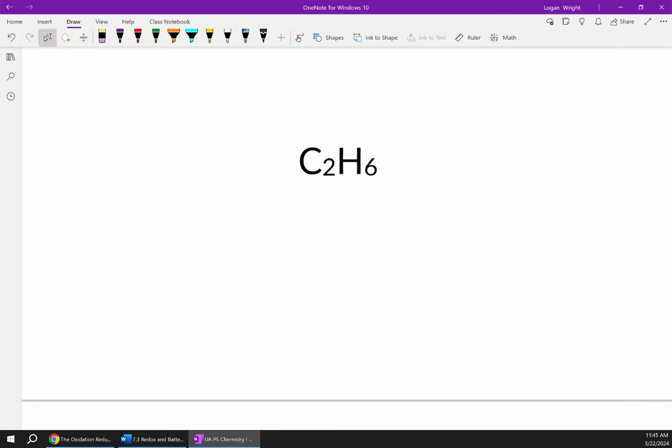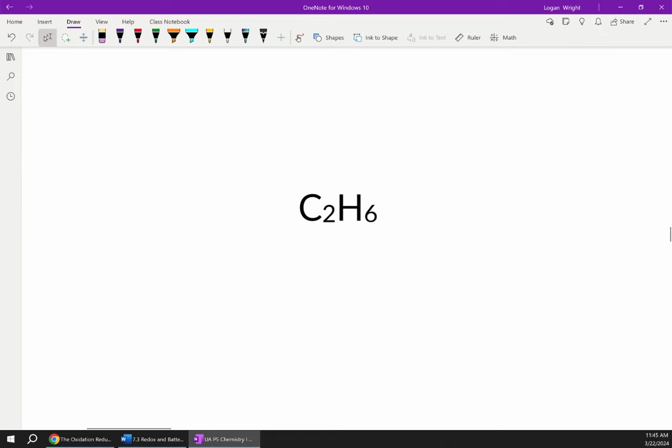C2H6. Do I know anything at the beginning? Hydrogen is always +1. I happen to have 6 of them. What does it need to sum to equal? 0 in this case. So what +6 = 0? -6. Now, I happen to have 2 carbons, so I need to divide by 2. Each carbon is, oh, my +1 looks weird.